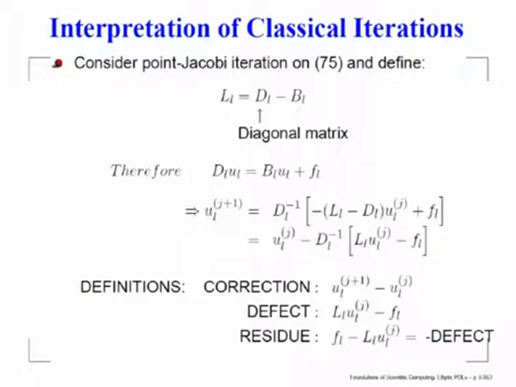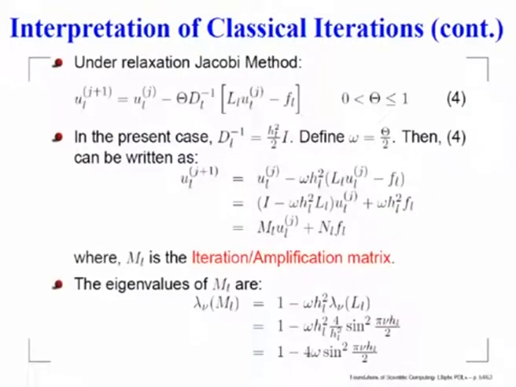So basically what we are seeing is that at every level we end up obtaining a correction. Correction is u_{j+1} minus u_j, and that is driven by the defect and driven by the choice of the matrix. That's how we do. This is something well known to us. But we have also seen that sometimes we could increase the convergence rate by under relaxation, introducing this factor capital theta here.